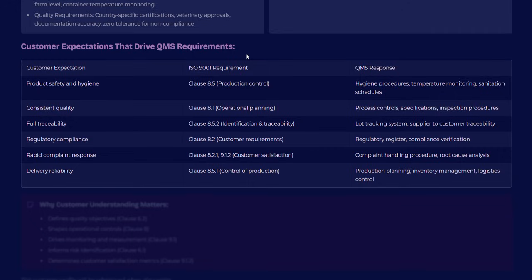We have consistent quality. This is ISO 8.1 requirements for operational planning. Our response in QMS here is process control, specifications, inspections, and requirements.